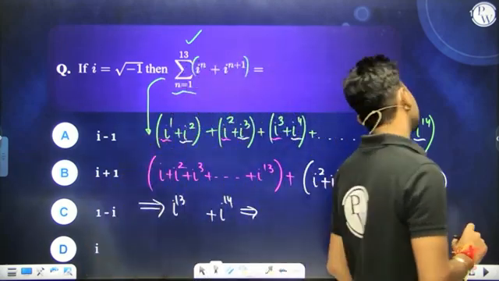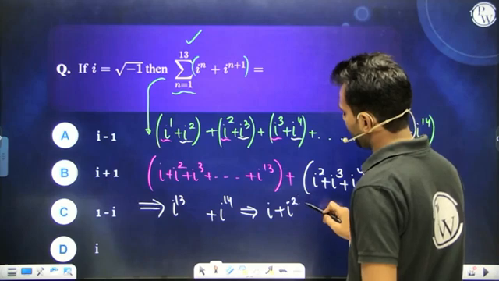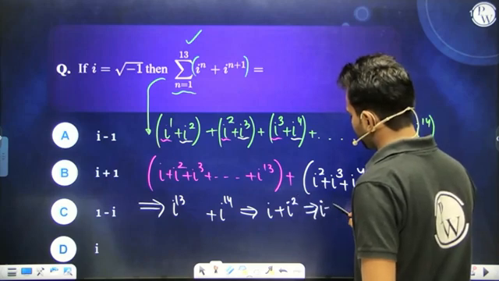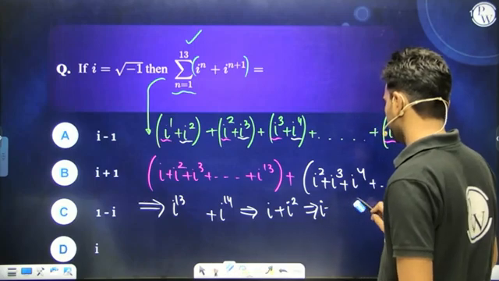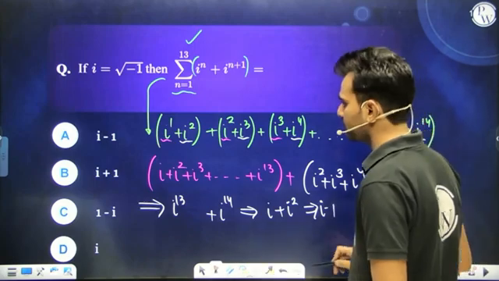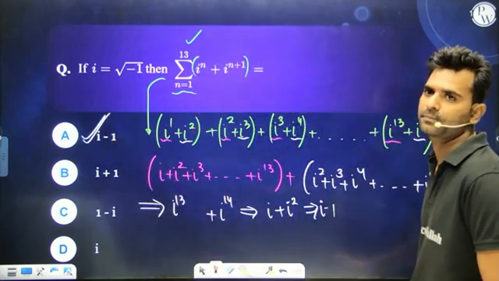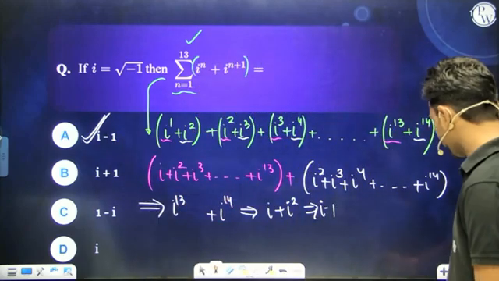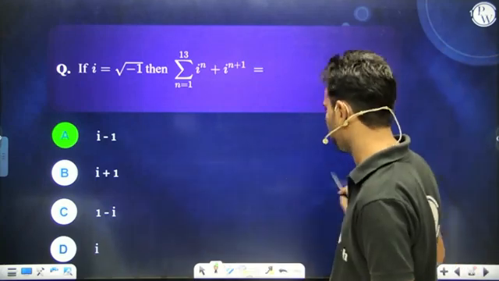Iota to the power 13 is nothing but iota, and iota to the power 14 is nothing but iota square. So the answer can also be written as iota minus 1. So iota minus 1 is the answer. That means A is the correct answer. I don't think there has to be any confusion in this particular question. Yes, the correct answer is A.